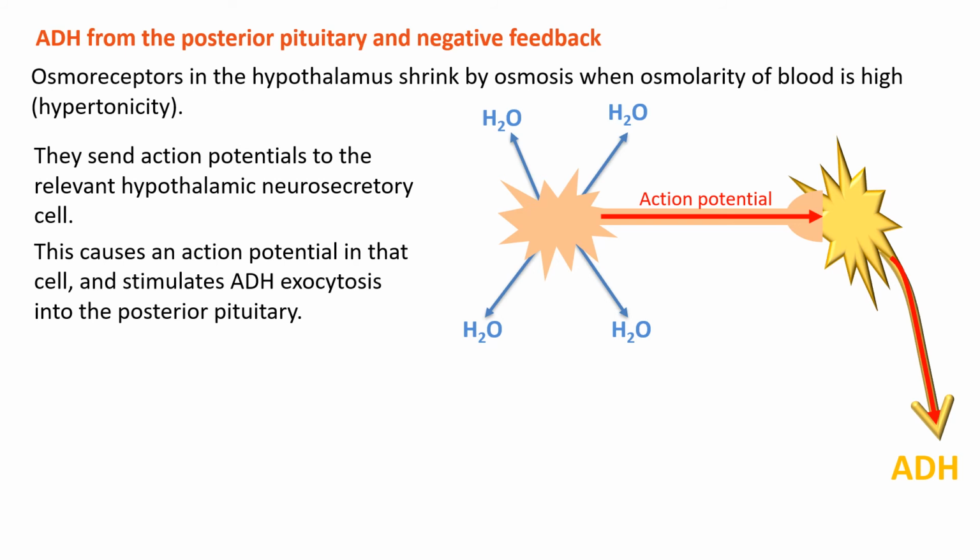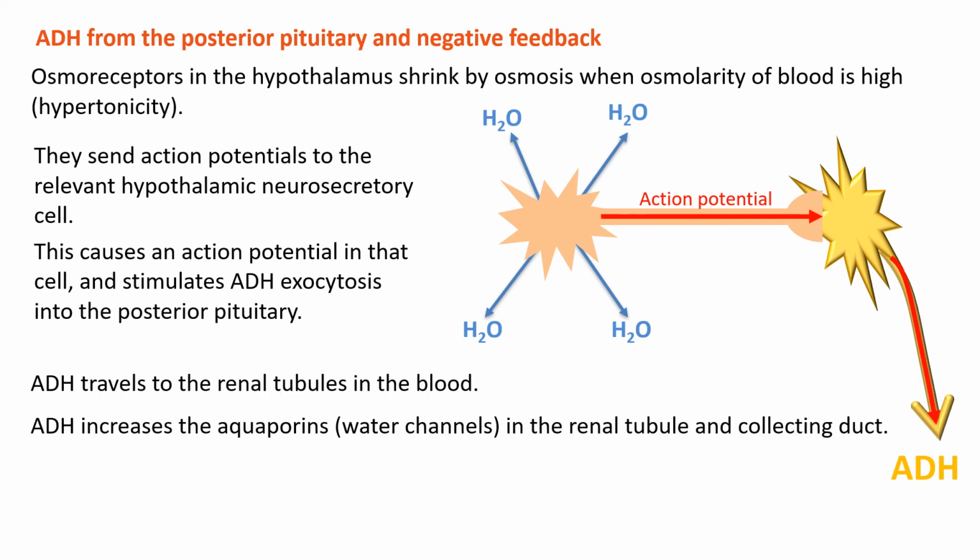This action potential from the osmoreceptor causes the exocytosis, through another action potential down those great long axons, and we get exocytosis of ADH into the posterior pituitary. ADH travels to the renal tubules via the blood, and what it actually does, it increases the aquaporins. Remember, these are the little water channels that we talked about in terms of passive transport. It increases the aquaporins in the renal tubules and collecting duct.